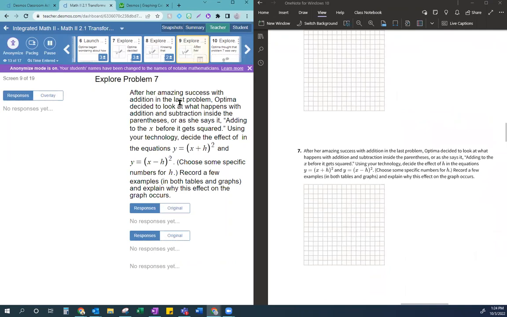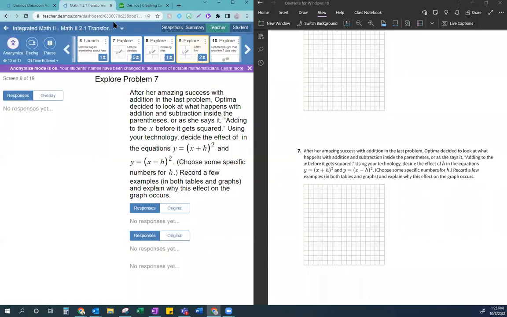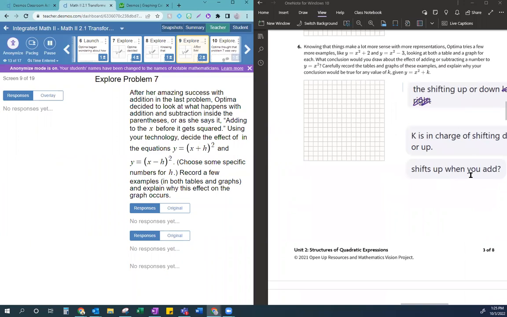Okay. So it says, after her amazing success with addition in the last problem, Optima decides to look at what happens with addition and subtraction inside the parentheses, adding to the x before it gets squared. Using your technology, decide whether that happens. So right now, what I'd like you to do is pause. I'd like you to go over here to Desmos and play with a couple of them to give me a similar statement to what one of your classmates gave me. So here, this guy's name is H. So K is in charge of shifting up and down. H, I need a sentence kind of like this. H is in charge of what?